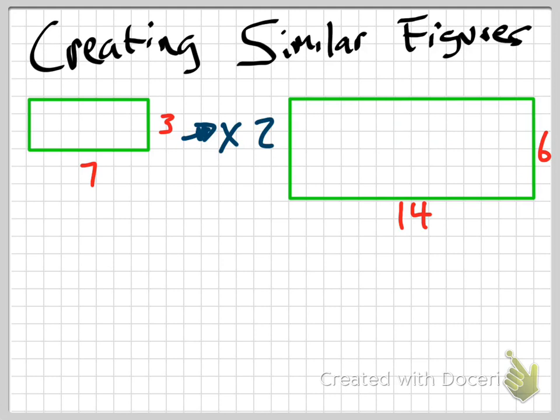Next, we're going to look at another example. If I multiply by 1/2, a number that's smaller than 1, I should end up with a shape that's smaller than my original shape. We're going to follow the same process. We're going to multiply all of the sides by that common ratio. In this case, it's 1/2. So 3 times 1/2 should give me 1.5. And 7 times 1/2 should give me 3.5. And if you need practice multiplying your fractions, make sure you go back and get some extra practice with that.